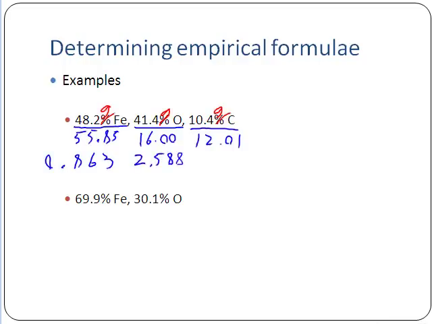Then for our next one, we take 10.4 and divide it by 12.01. Doing that, we get 0.866. Now remember our last step is we find whichever one of these is the smallest and divide all of them by that. The smallest one here is 0.863. So let's divide each one of these by 0.863.